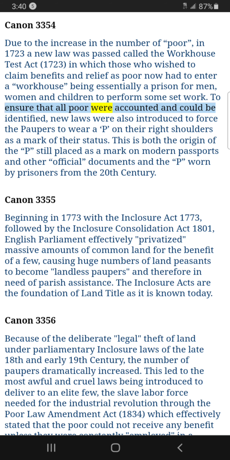To ensure that all poor were accounted and could be identified, new laws were also introduced to force the paupers to wear a P on their right shoulders as a mark of their status. This is both the origin of the P still placed as a mark on modern passports and other official documents and the P worn by prisoners from the 20th century.